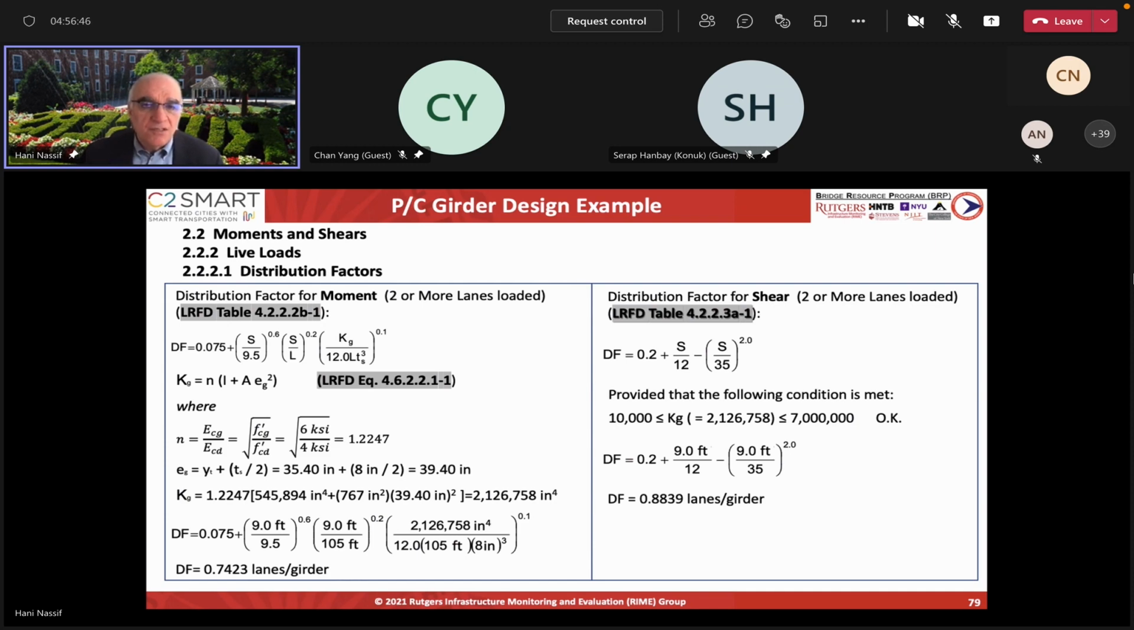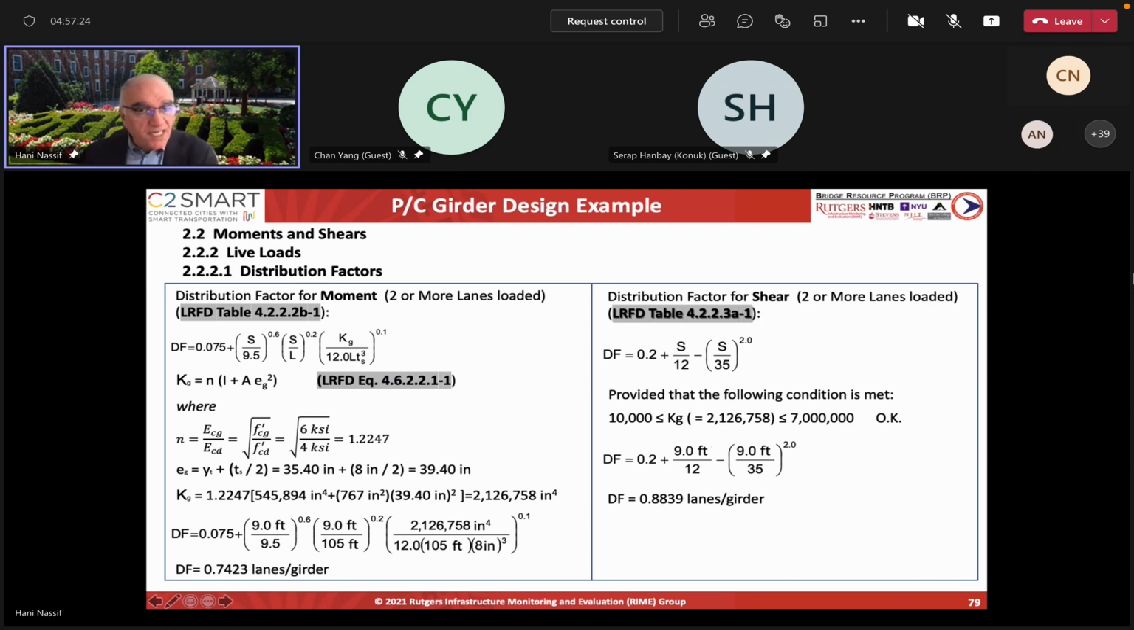Maybe when you use finite element, you get the exact distribution, and that can help you. However, you have to remember, when you do use your own analysis, you still have to multiply the single lane by 1.2, which is the multiple presence factor. The good thing about these distribution factors is that they already include the multiple presence. So when you get the distribution factor, you multiply it by the lane moment, you get the girder moment. You don't have to multiply by the multiple presence factor. It's already included in this equation.